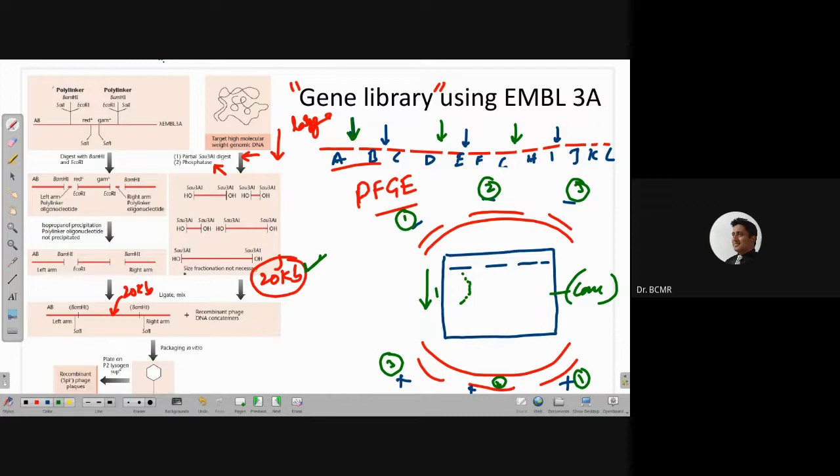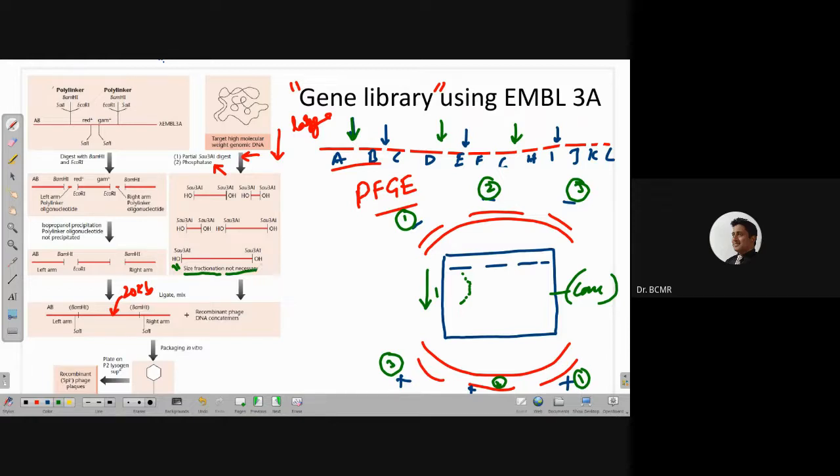A simple phrase, size fractionation, means that. But typically in electrophoresis, in gene libraries, they perform that. In this case, they said it's not required. Why is it not required? Anybody?